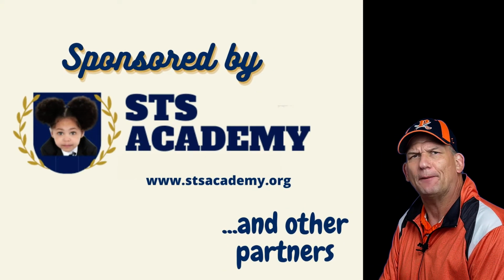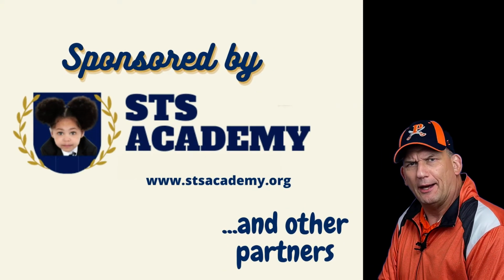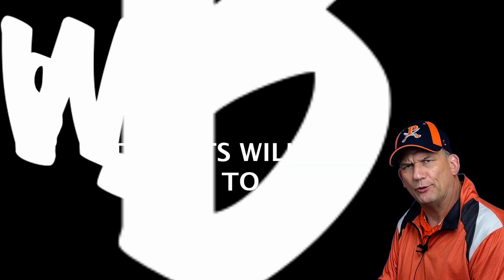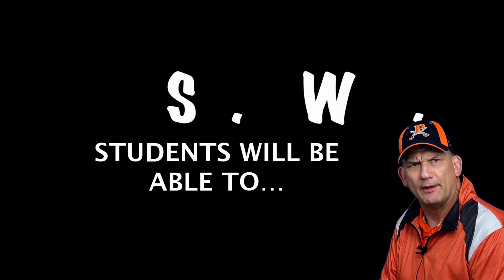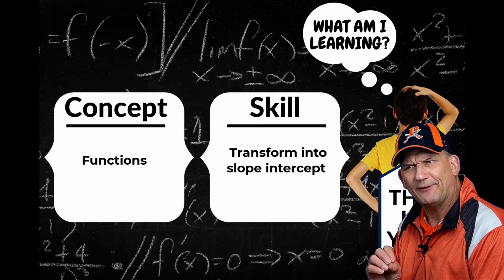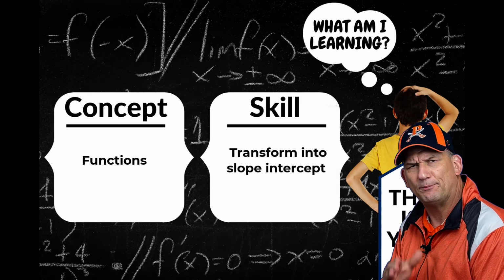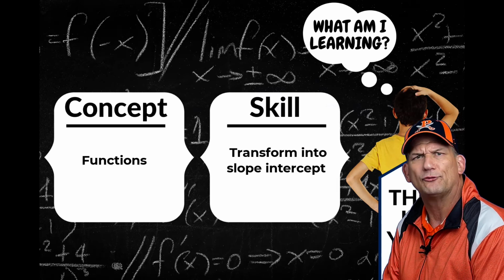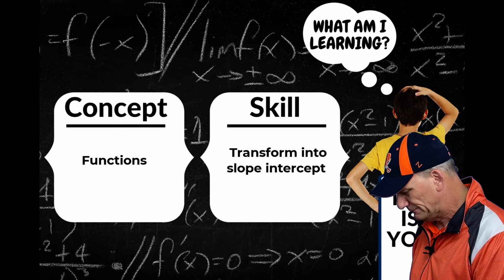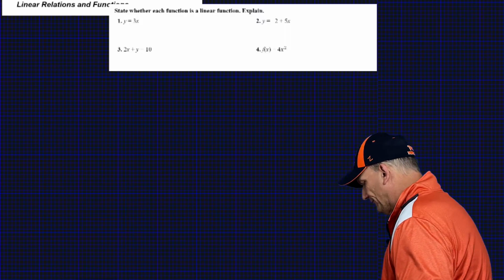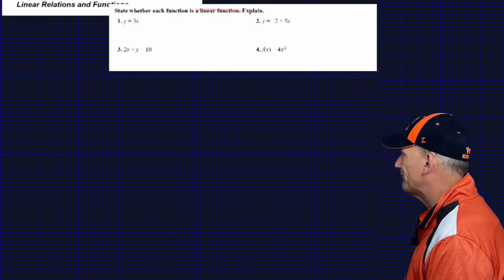So we're covering Chapter 2, Unit 2, identifying different types of functions. So when you're done here today, you should be able to identify the different functions. The concept is identifying functions, and the skill is being able to transform them into slope-intercept. Okay, so what do you think? What do you say we get started? Here we go. So let's take a look at what we got here.